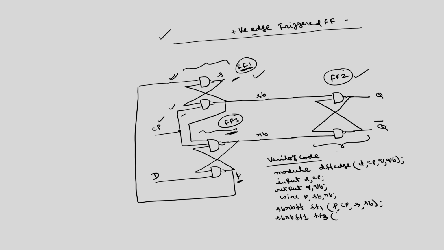What are the inputs and outputs? We have 3 inputs. This SB is the one input. Other input is Cp. The other input is D. The outputs of this one are RB, comma P. Then SB, RB, FF2, FF2. What are the inputs? SB, RB. Outputs are Q, QB. This is end module.